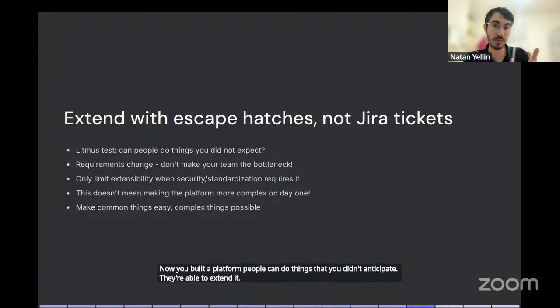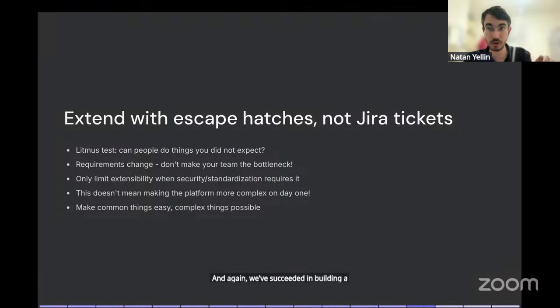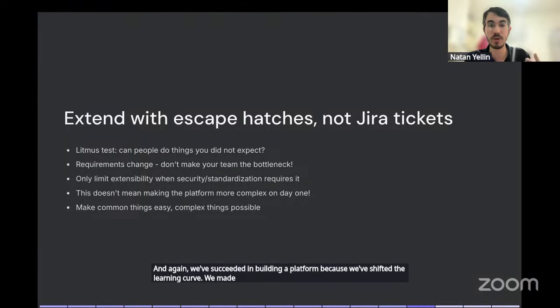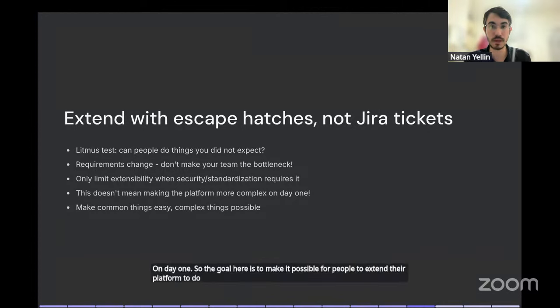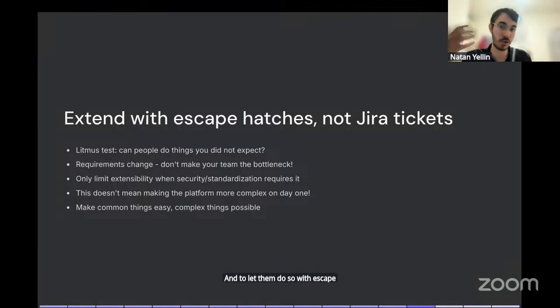And again, we've succeeded in building a platform because we've shifted the learning curve. We made easier things possible on day one. So the goal here is to make it possible for people to extend our platform, to do it in ways that we didn't anticipate and didn't think of, and to let them do so with escape hatches so they can do that on their own without coming to us, without opening a Jira ticket.